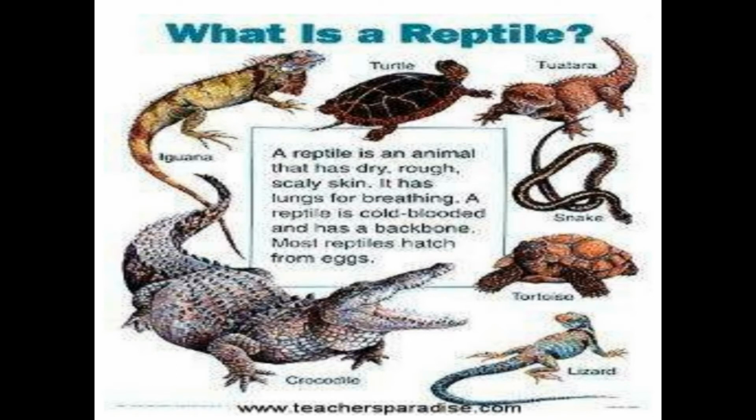You know, a reptile is an animal which has dry, rough, and scaly skin. It has lungs for breathing. They are cold-blooded, means they cannot maintain their body temperature. Their body temperature changes with the surrounding temperatures. Some live on land and some live in water. And they lay eggs with leathery shells to prevent them from drying up.